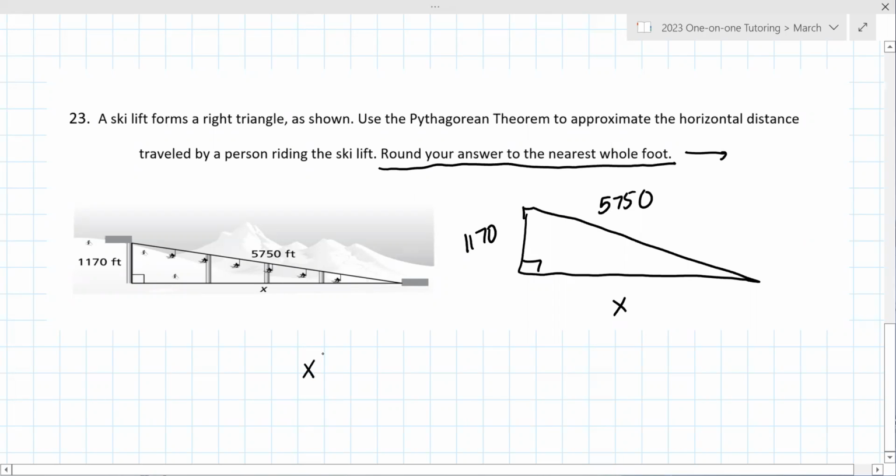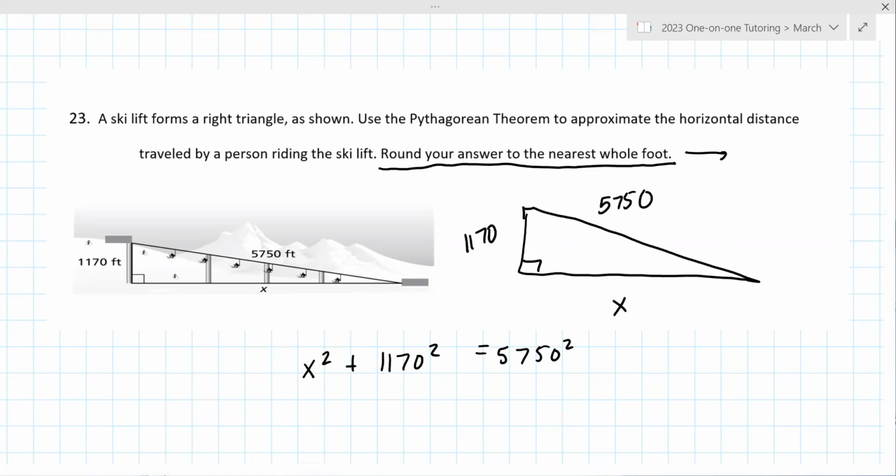So this one is x squared plus 1170 squared equals 5750 squared. I'd like you to solve this for X. You're gonna want to use your calculator. And if you have any questions, let me know. I'm gonna also do this and we'll just check answers here together when you're done.